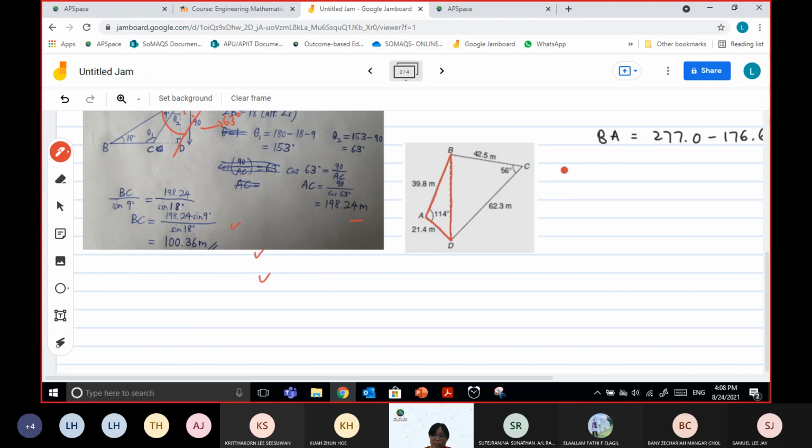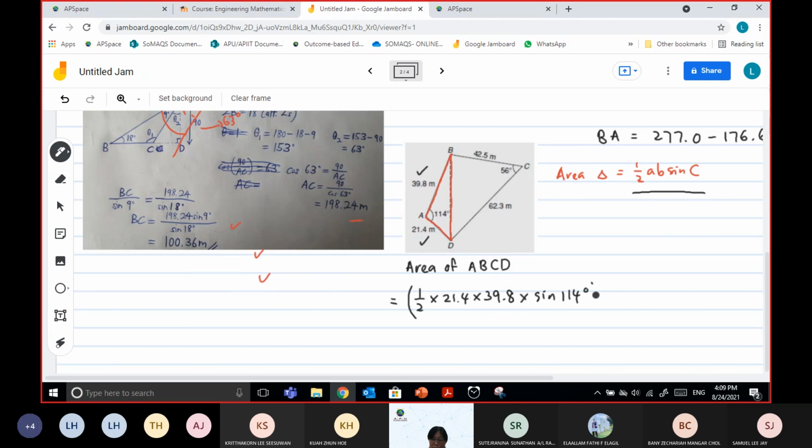The formula for the area of the triangle is equal to 1 over 2 AB sine C. So if I'm referring to triangle ABD, the area of ABCD is equal to, first, the area for ABD: half times 21.4 times 39.8. Remember, when we use this formula to find the area, it must be the included angle. So if the sides you have are 21.4 and 39.8, then the angle must be the angle between the two sides, so times sine 114.